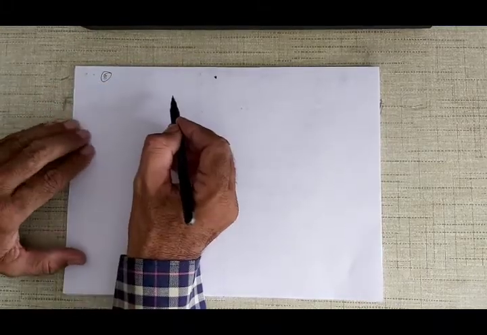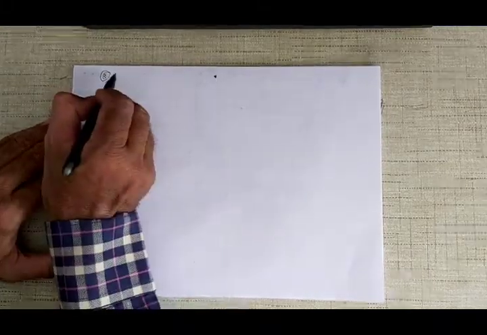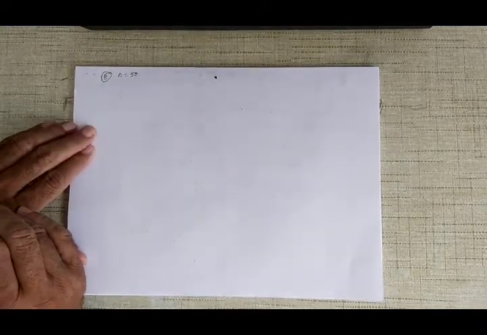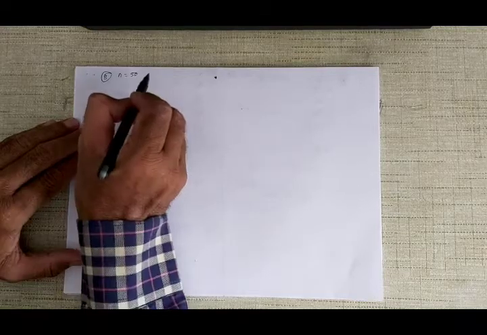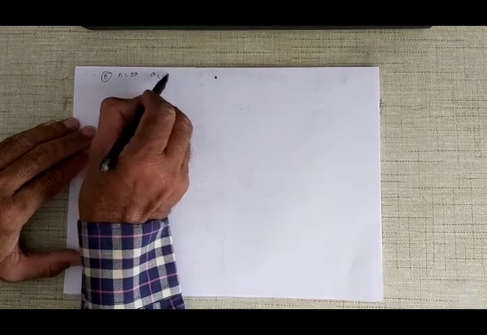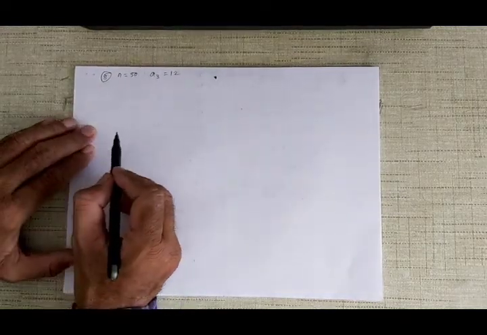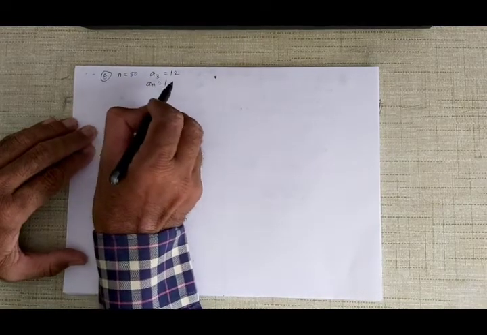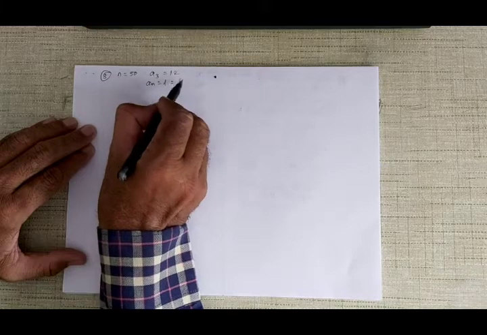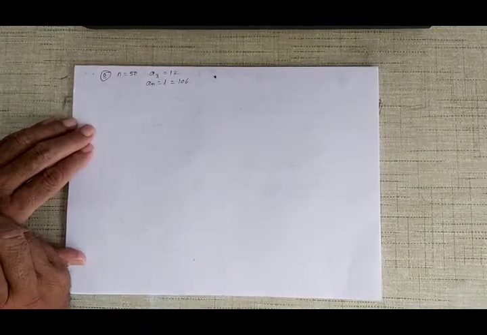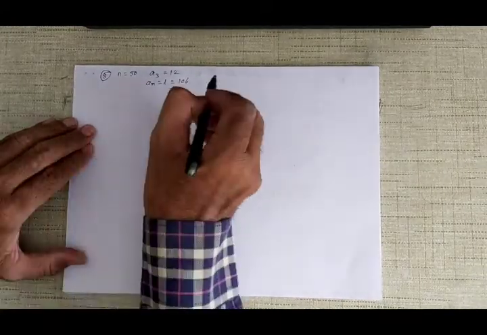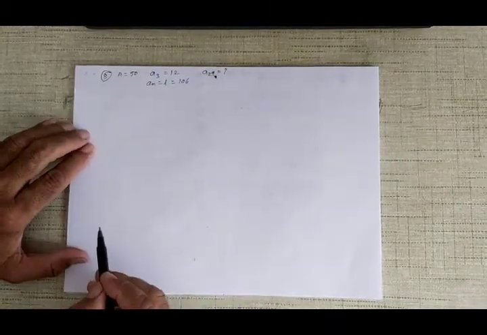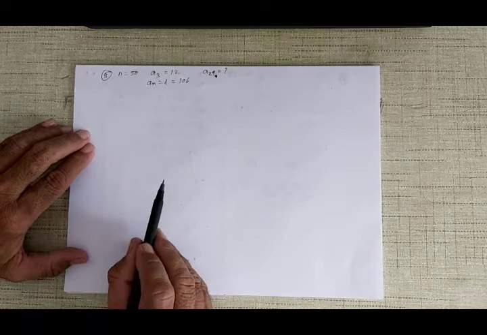Question number 8 says, an AP consists of 50 terms. That means n is equal to 50, of which the third term is 12. So third term a of 3 is 12. That is given. And the last term L, that means a of n, the last term is 106. Find the 29th term. You want to find a of 29. This is the information given in the question.